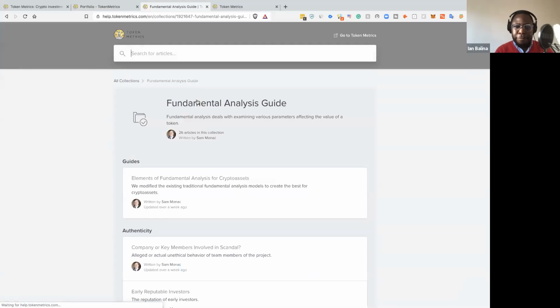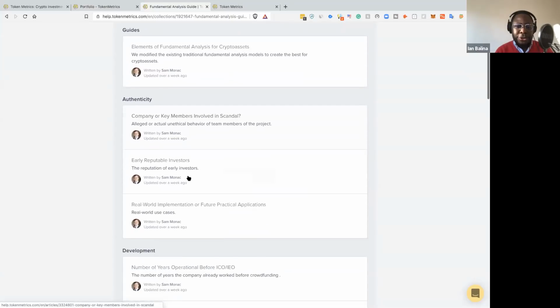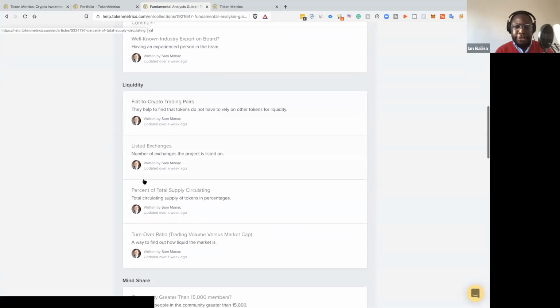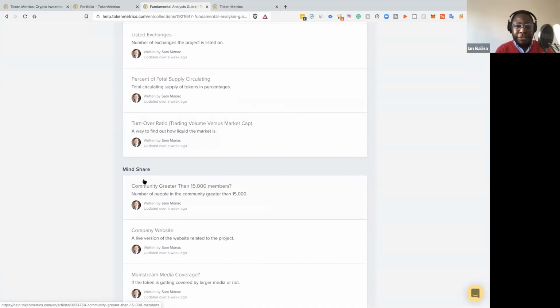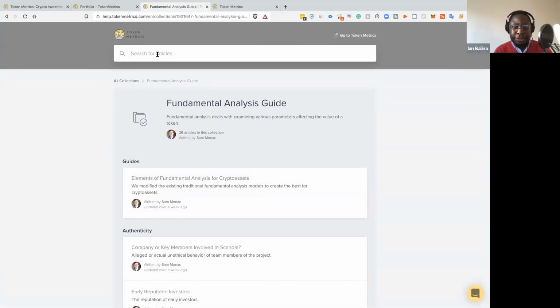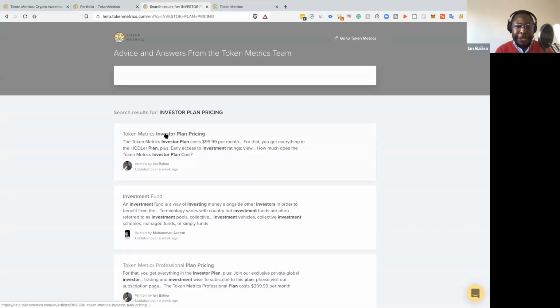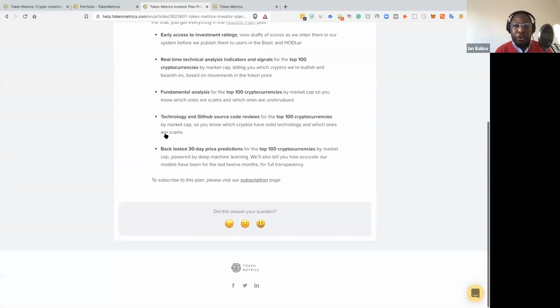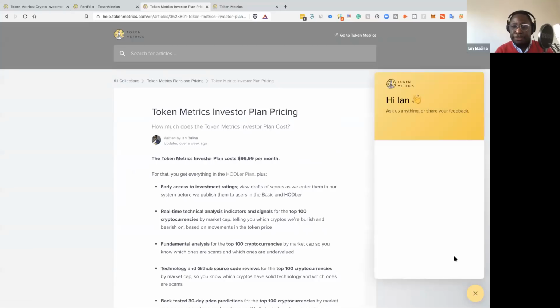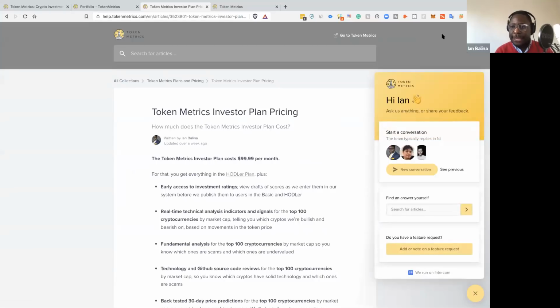You can just come in here and look at the guides. So if you want to know what we look at when it comes to development, to liquidity, to the mindshare, we have everything spelled out here in our help section. Or if you have a question on the price, let's say you want to know what the price is for the investor plan, you can just come in here, type in that question, and it basically gives you the page with all that information. And then if for some reason your question cannot be answered here, just come down here and contact customer support, and somebody on our team will contact you.